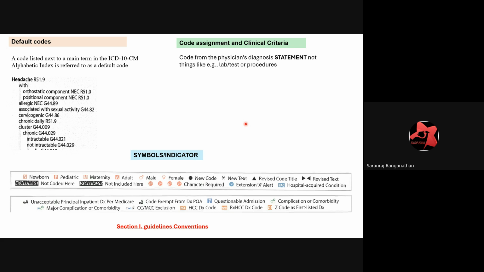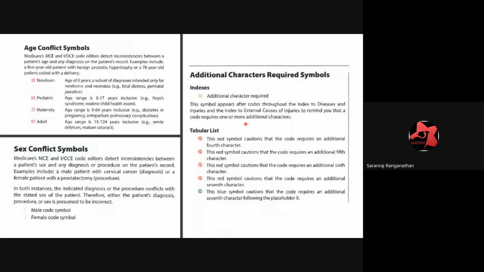Then symbols. Can you see the symbols down here? These are the symbols you will see in the ICD book, at the bottom of the page. We can call them symbols or indicators. They give you additional input for whatever codes you are going to use during coding. Just information for you.